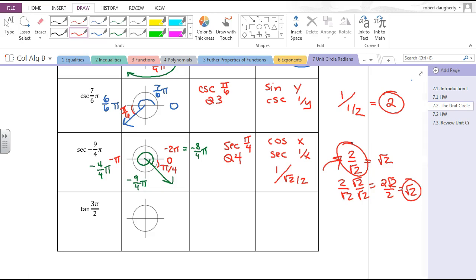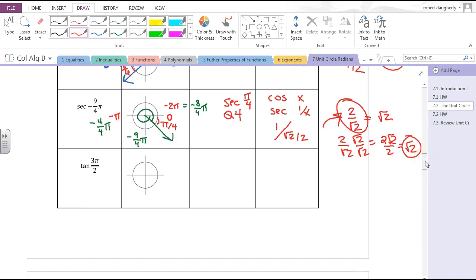Tangent of 3/2 pi. Okay, so let's think about this one. If I mark my unit circle, that's 0. This is pi over 2. This is pi, and this is 3/2 pi.